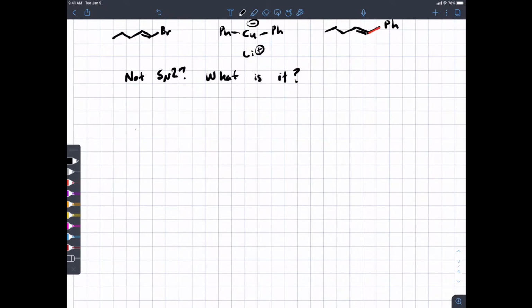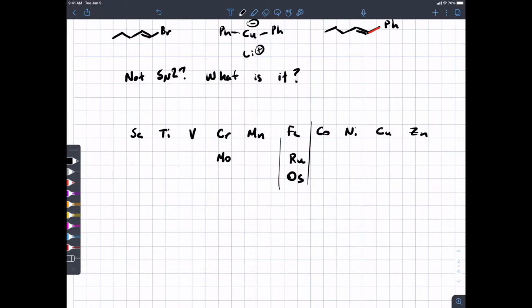So let's talk about valence electrons. Scandium, titanium, vanadium, chromium, manganese. I suppose you can go online and learn the little songs about these things if you want to. Iron, cobalt, nickel, copper, zinc. And then in the same column as chromium, molybdenum is useful. We're going to see ruthenium later. That's one row down from iron. Osmium is one row down from ruthenium.